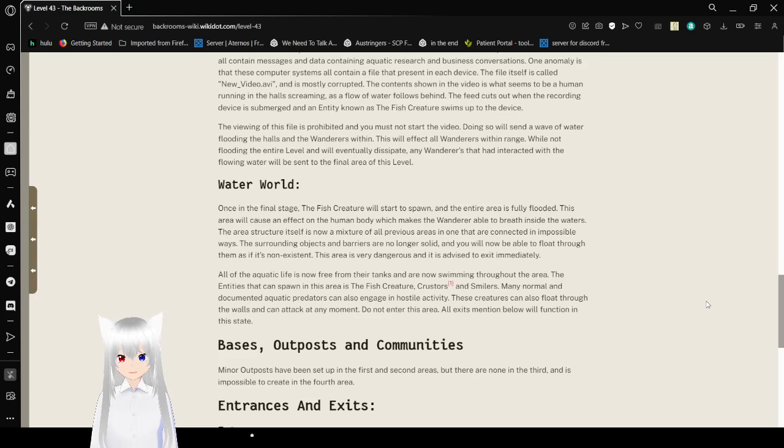The content shown in the video is what seems to be a human running in the hall screaming as a flow of water follows behind. The feed cuts out when the recording device is submerged. An entity known as the fish creature swims up to the device.